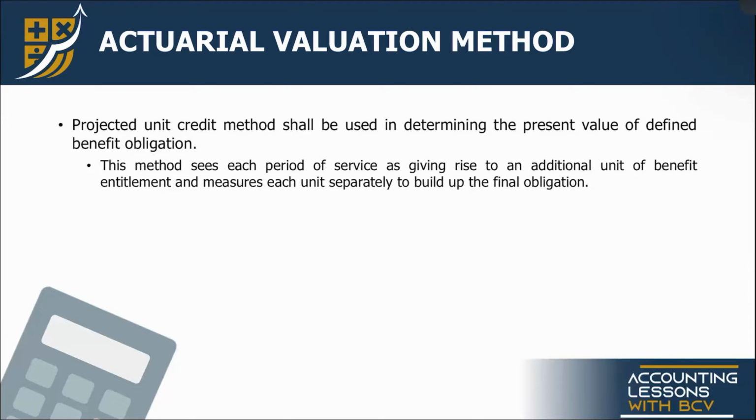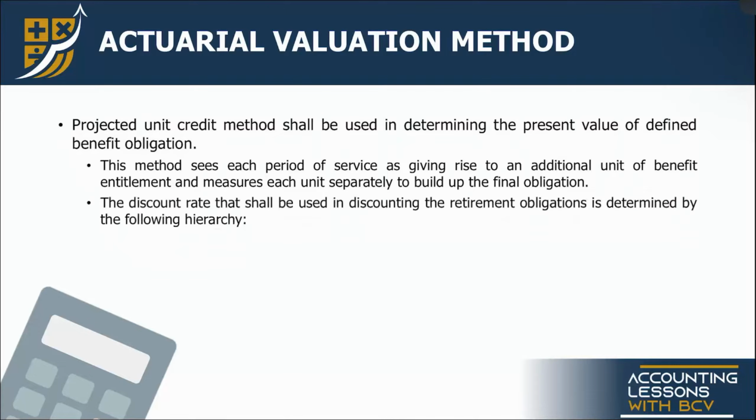Next, since we are to compute for the present value, alam natin, gagamit tayo ng tinatawag nating mga discount rates. So ano ba yung discount rate na gagamitin natin to compute for the present value of defined benefit obligation? Sabi ni IAS 19, the discount rate that shall be used in discounting retirement obligations is determined by the following hierarchy. Meron tayong hierarchy. So the first in that hierarchy would be the market yield of high quality corporate bonds. Okay?